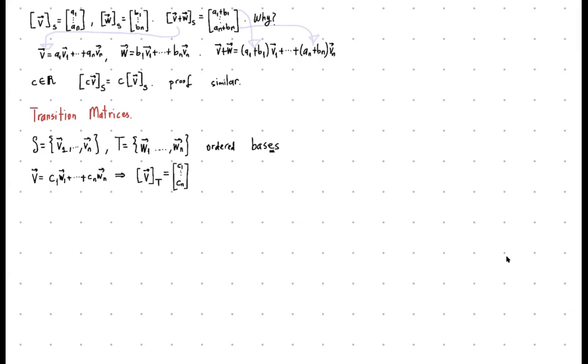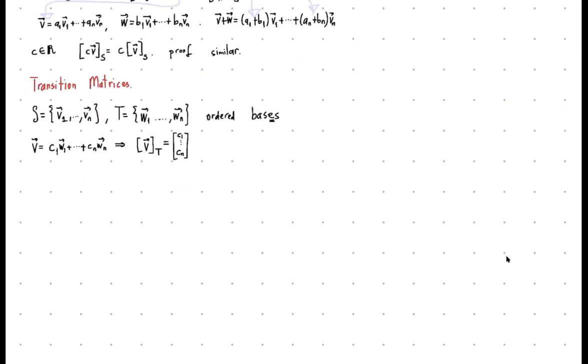Okay. Now I want to see the relation of the coordinates of this vector V with respect to T and the coordinates of V with respect to S. What is the relation between these two things? Is there an easy way to pass from one coordinates to another coordinates? Okay, this is my problem now. So let's look at the coordinates of V with respect to S now.